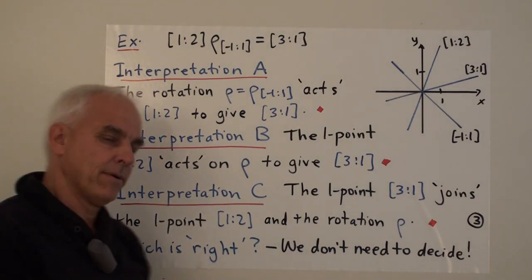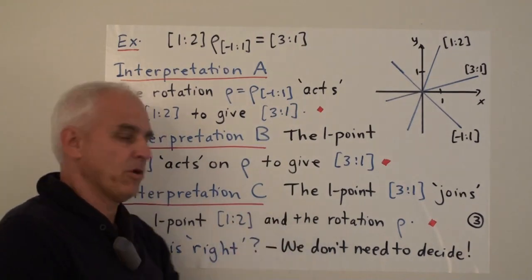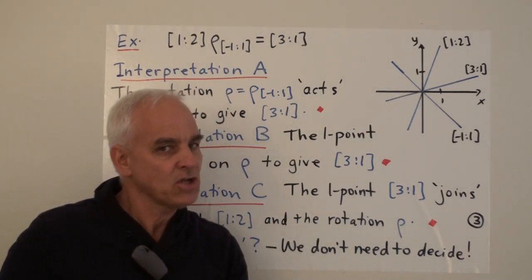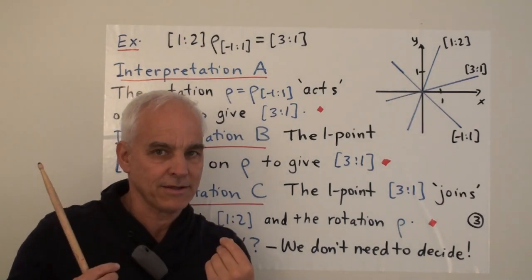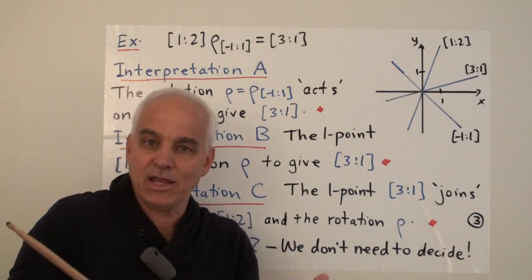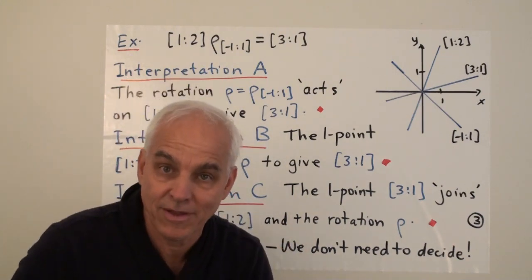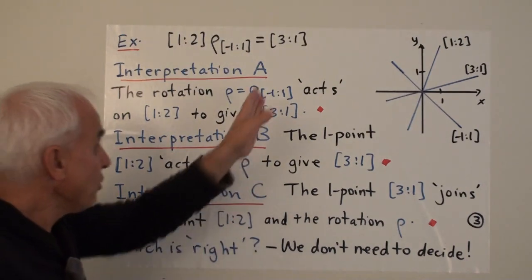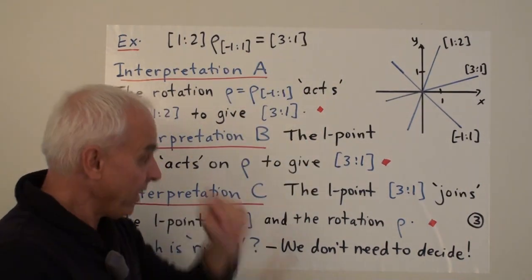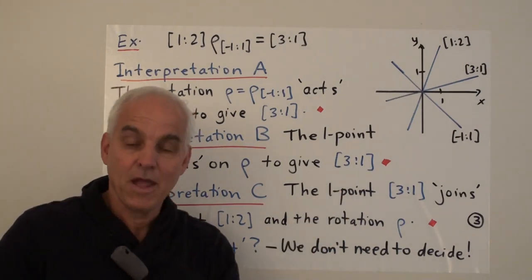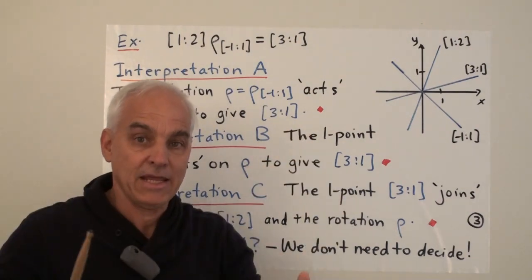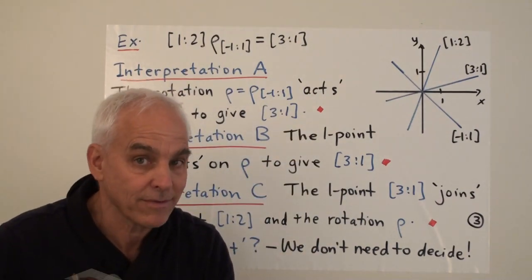Well, which is right? Which is the correct interpretation? We don't need to decide this. This is not an essential part of the mathematics. All of these interpretations have some validity, or perhaps have some usefulness. In some application, it might be useful to think about this formula this way, in another application in this way, in another application in this way. The formula has an existence which is above any particular interpretation of it.